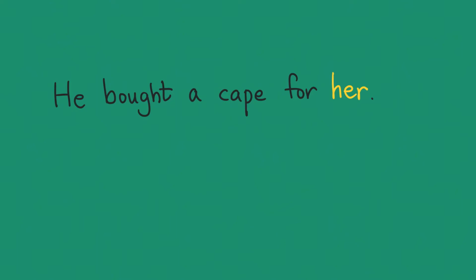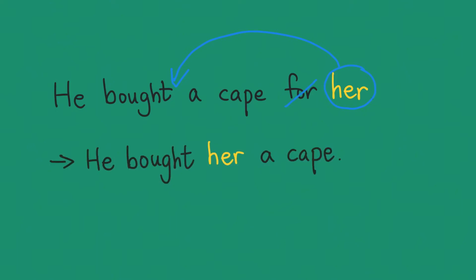But in our sentence, we follow a different structure. We put the indirect object between the verb and the direct object, and we don't need the preposition. Like this. He bought her a cape. Subject, verb, indirect object, direct object. Both these structures are correct. We can interchange between them. It's okay.